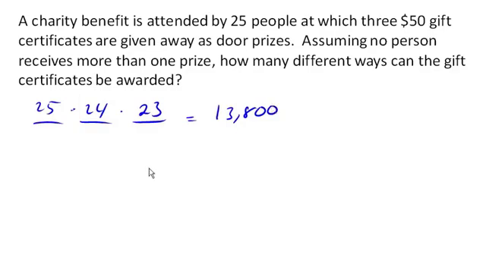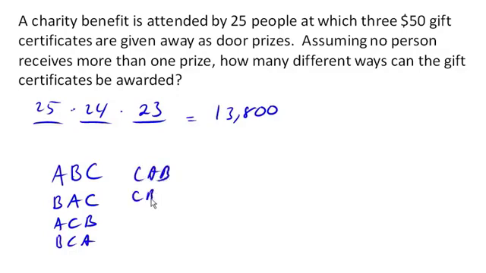Now, let's imagine that we have 3 people. We're just going to call them A, B, and C for simplicity. So if A, B, and C were picked first, second, third, that would be one of these 13,800 possibilities. But if B was picked first, then A, then C, then this would also be one of those 13,800 possibilities. But really, these are the same outcome. In fact, there are 6 different outcomes.